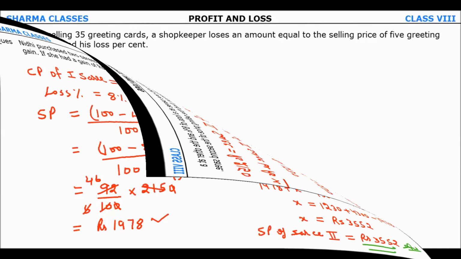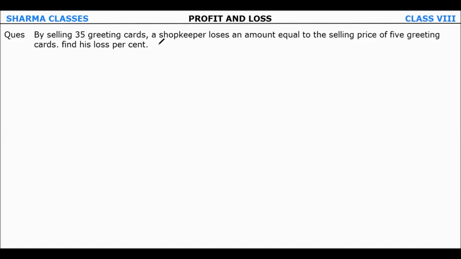Our next question is, by selling 35 greeting cards, a shopkeeper loses an amount equal to the selling price of 5 greeting cards. Find his loss percent. Now let's see how to do it. First of all, the question says there are 35 greeting cards and a shopkeeper sold it. Here we don't know at how much price the shopkeeper sold the greeting cards.